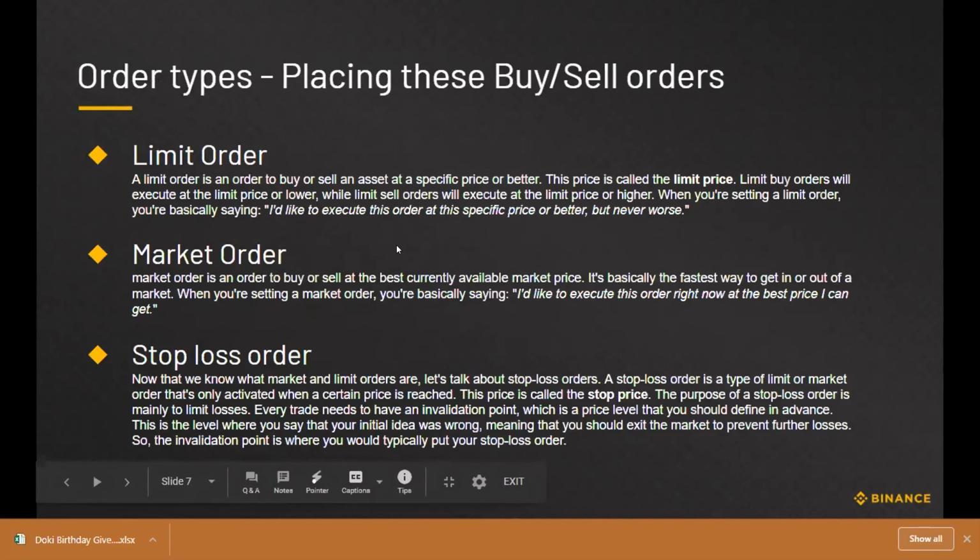And so we have different types of orders on Binance. Right now you can just make notes, because I'm going to show you the practical of all this. So there's limit order, there's market order, and then there's stop loss order. The limit order is where you buy or sell an asset at a specific price, or maybe at a price better than a specific price. And that price is called the limit.